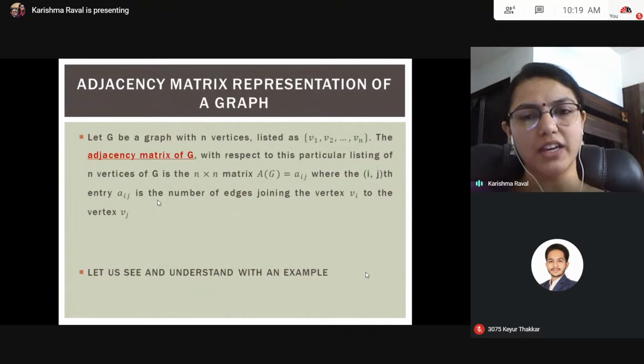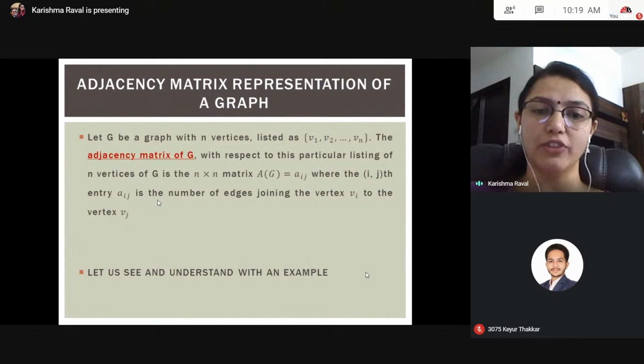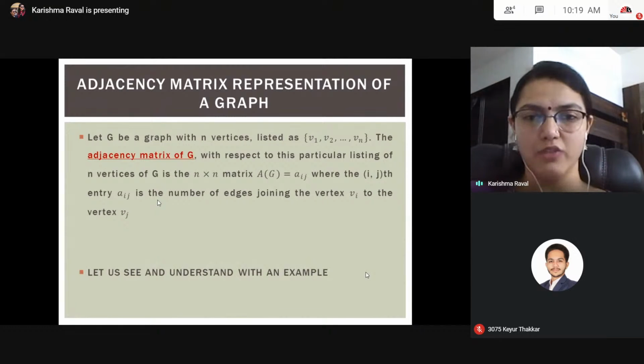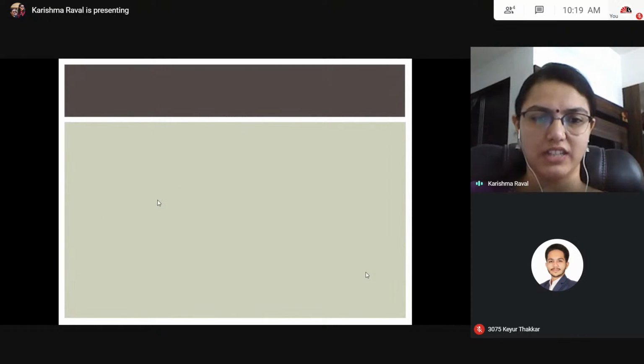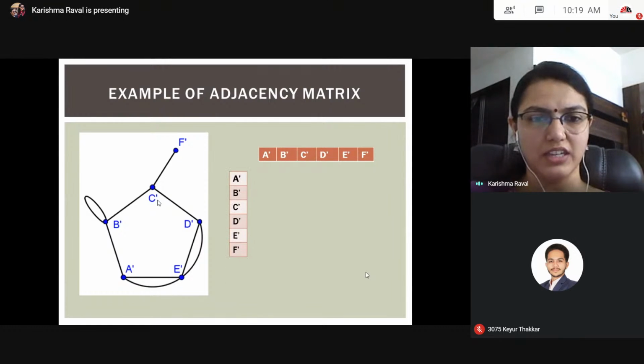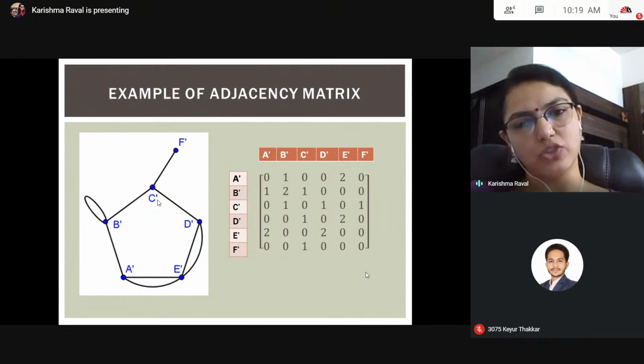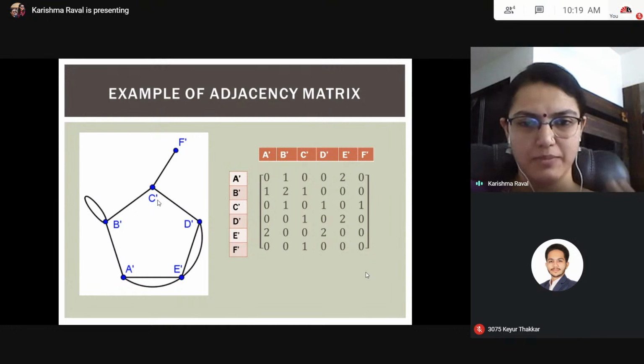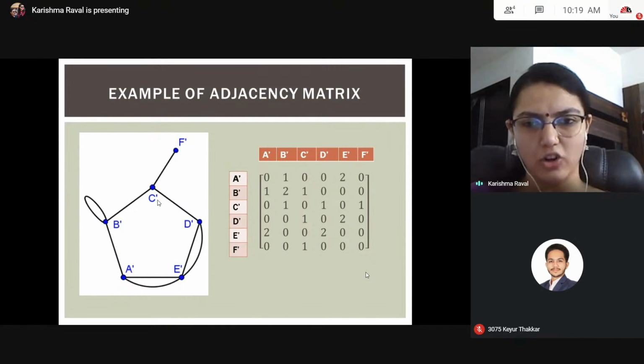It is denoted by A(G) = [Aij], where the ij entry is Aij, the number of edges joining the vertex Vi to the vertex Vj. We will understand this definition using an example. I've taken an example where we can see there are 6 vertices. So for forming a matrix, we have taken 6 rows and 6 columns. Each row denotes vertex A, B, C, D, E, F, and similarly the columns.